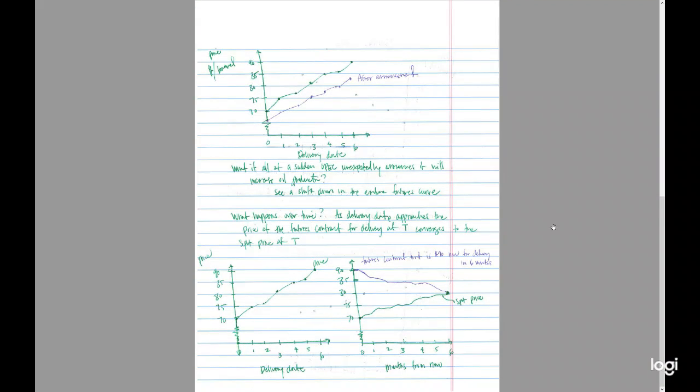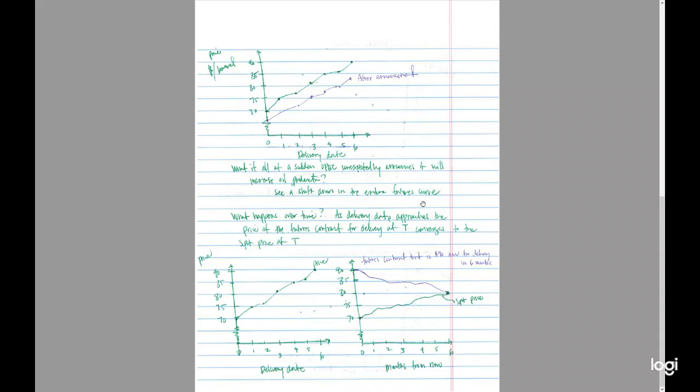So what if all of a sudden OPEC unexpectedly announces it will increase oil production? That's going to be an increase in the global supply of oil, which means that's going to shift the supply curve outwards, which means that the price of oil should come down. And we should see that reflected in the futures prices. And so this graph kind of indicates what might happen. If the green line was before the announcement, the purple line would be after the announcement. So we would expect that the futures price would come down for all subsequent months.